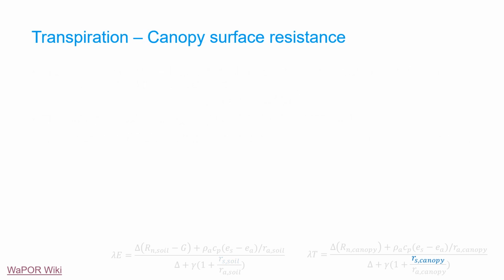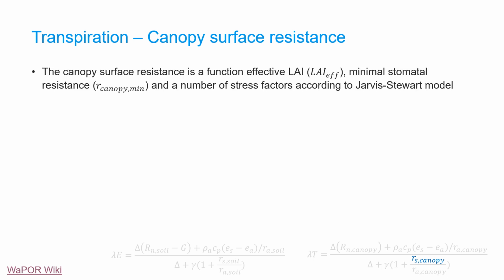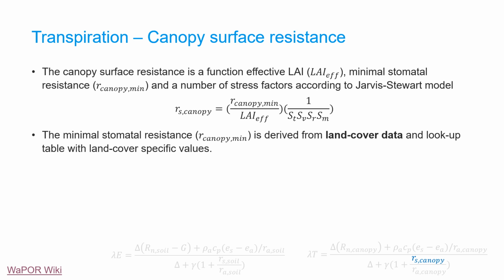The canopy surface resistance is more complicated to calculate as it depends on effective LAI, minimal stomata resistance, and multiple stress factors according to the Jarvis-Stewart model. In ETLook, the minimal stomata resistance is predetermined by land cover. Temperature stress is a function of air temperature. Vapor pressure stress is a function of vapor pressure deficit. Both are derived from climatic data input.